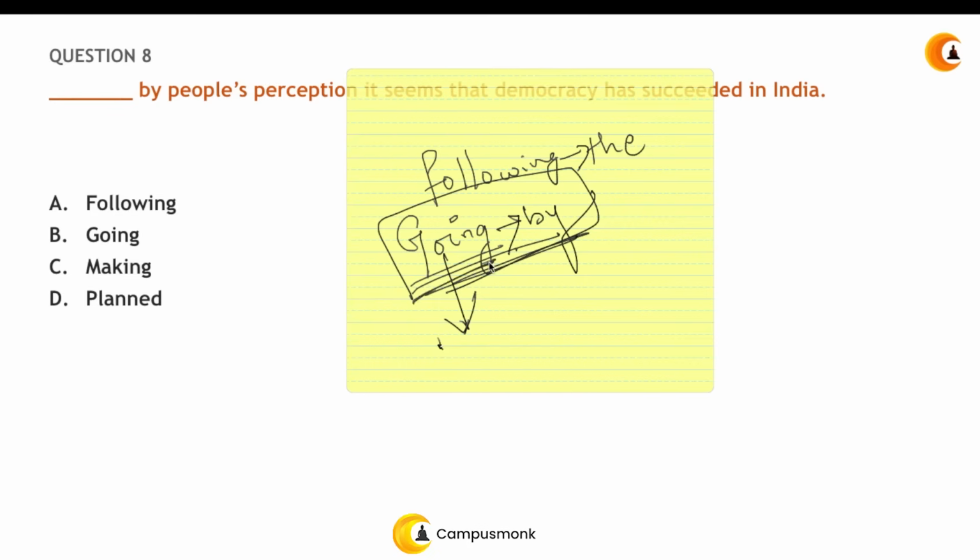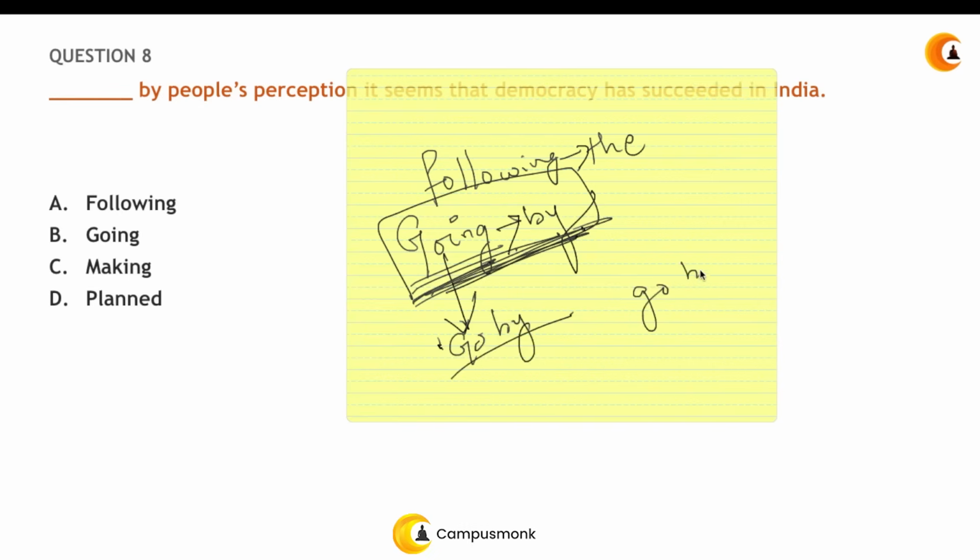So it's always going by. If I go by my perception, then maybe he's going to do well. If I follow my perception, I never follow my perception, right? Because perception is something that is imaginary. How can you follow it? You always have to go by your perceptions in order to achieve something, in order to get something. So it's always making sense when it is to go by. Okay, so always go by your perception.